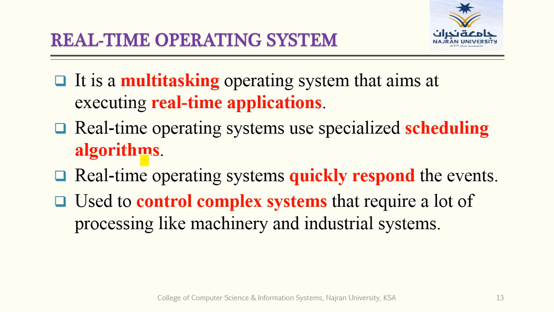Then at the end we discussed the real-time operating system. This is also a multitasking operating system whose aim is to execute real-time applications. If we want to execute real-time applications, we need a real-time operating system, and these use specialized scheduling algorithms. These systems quickly respond to events and are used to control complex systems.